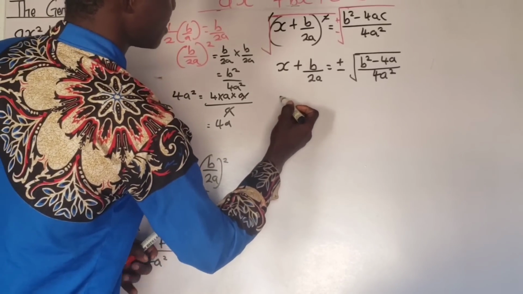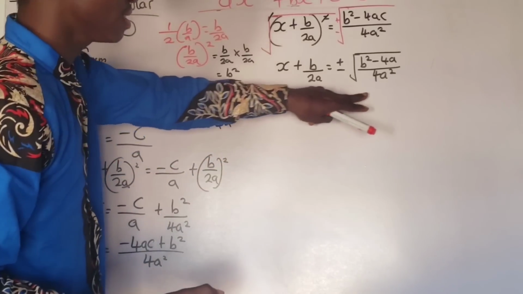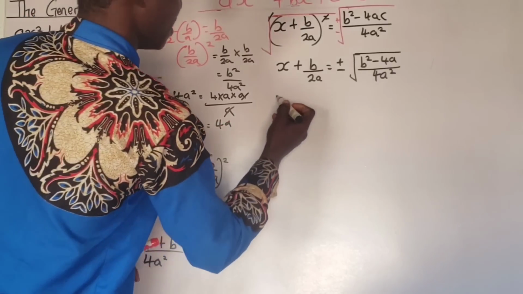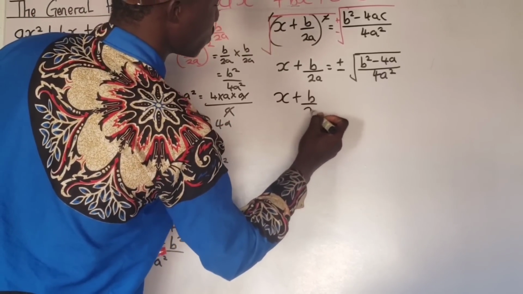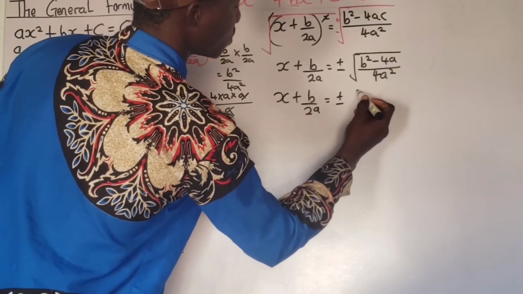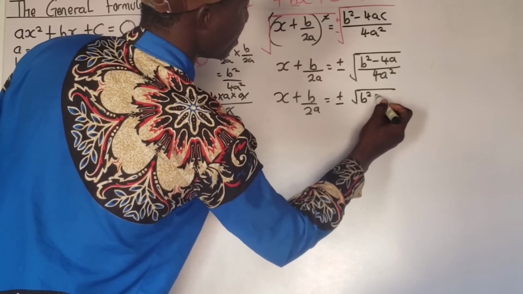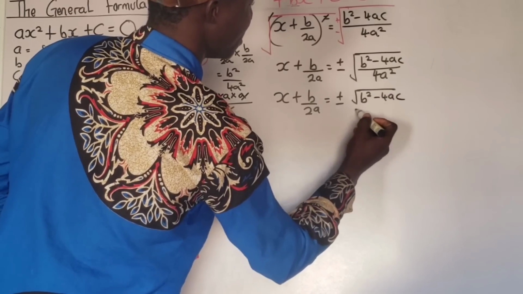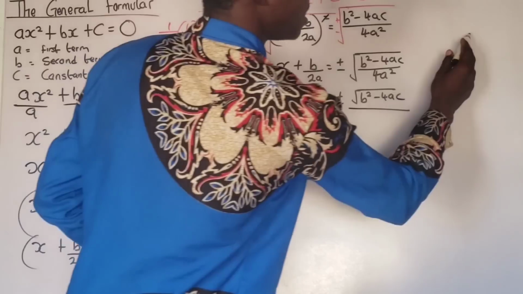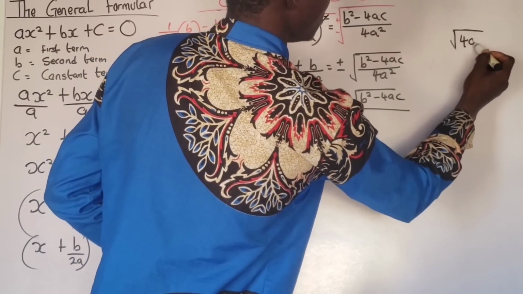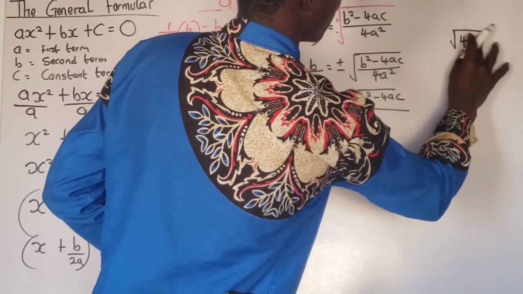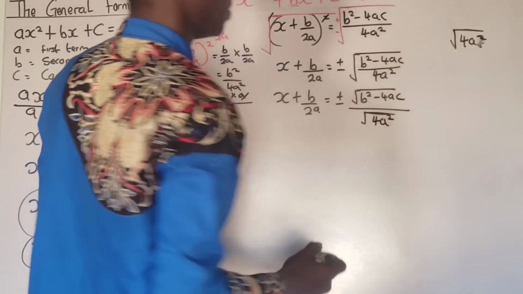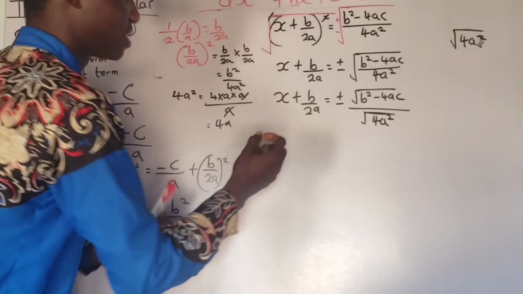Now listen. I'm going to rewrite this. I can rewrite the right hand side of the equation as this. X plus b over 2a equals to plus or minus square root of b squared minus 4ac all over, now please listen to this, square root of 4a squared.